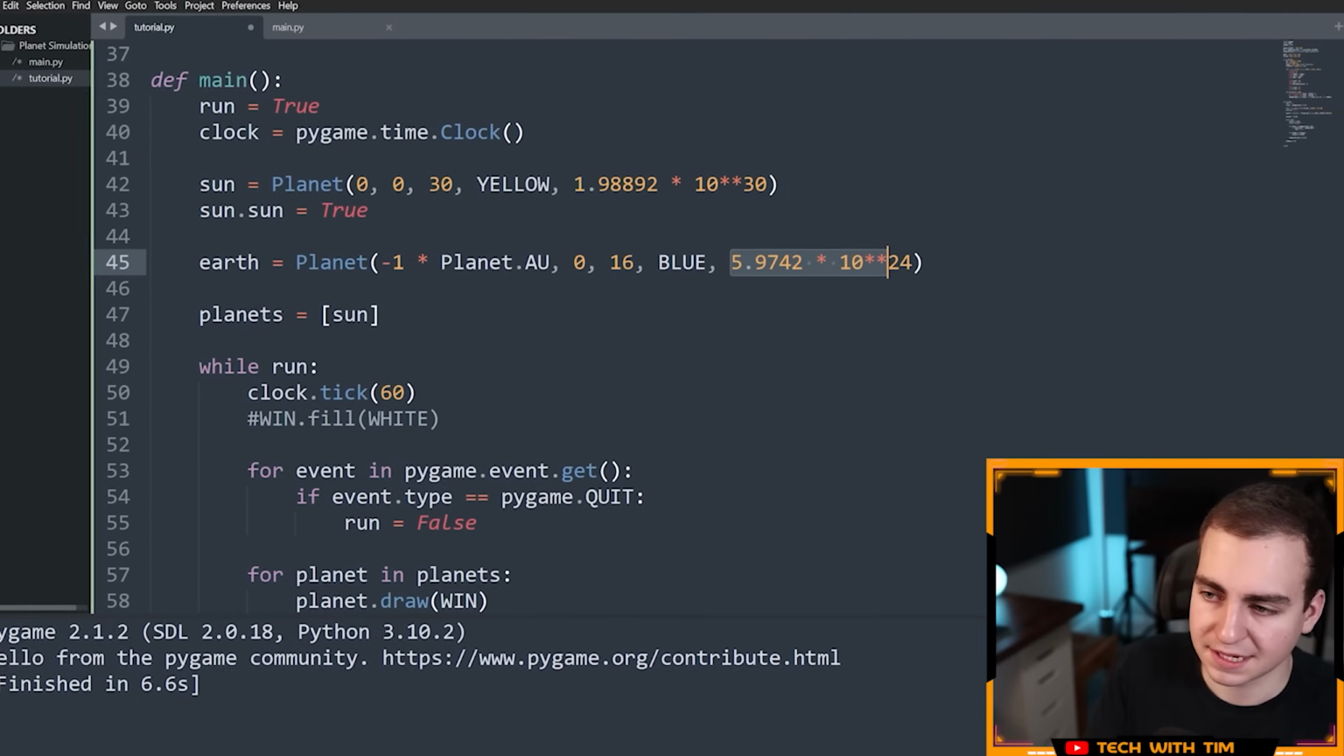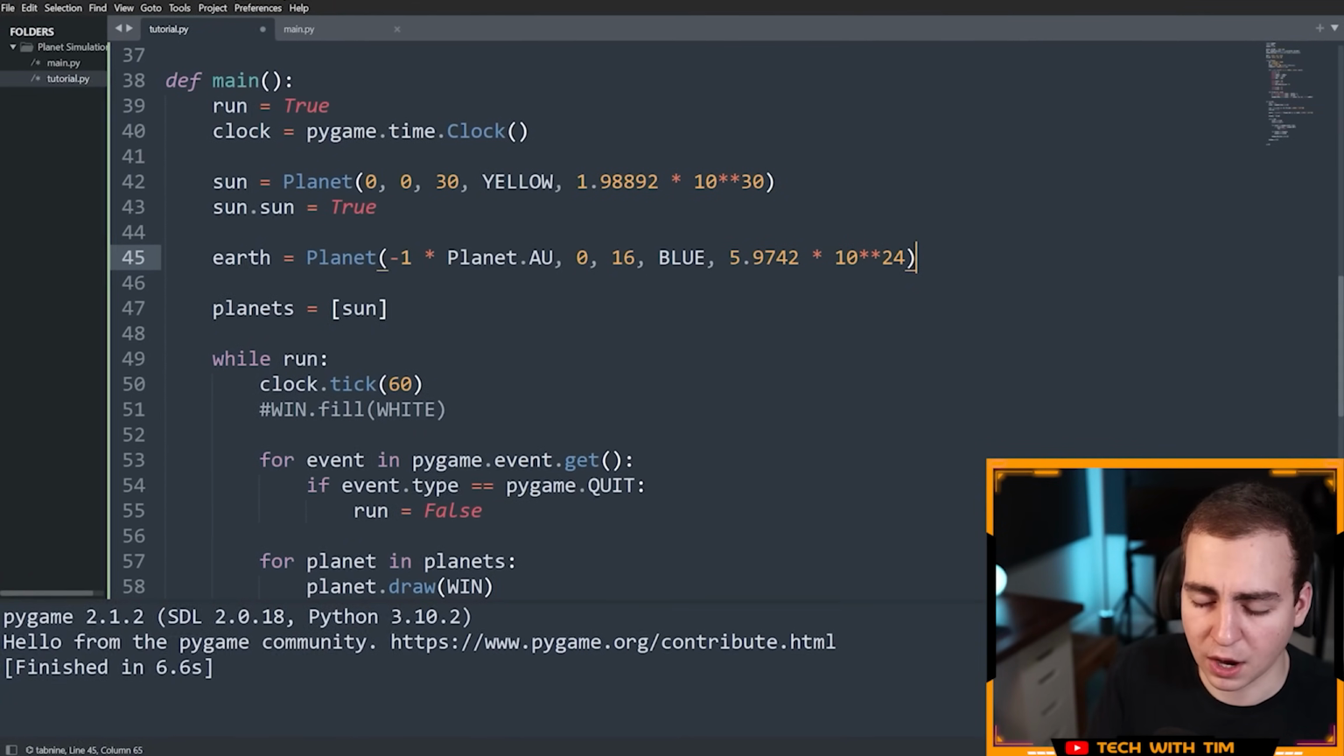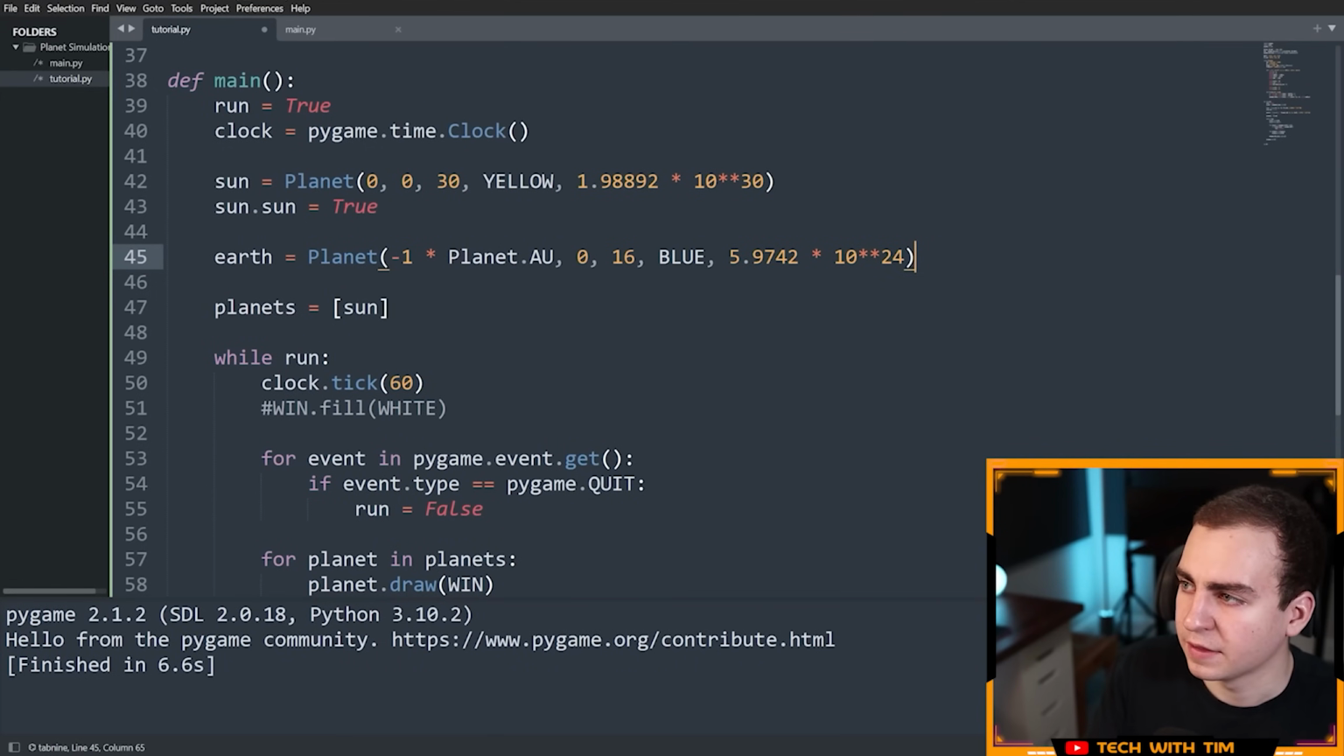5.9742 times 10 to the exponent 24. Okay, that's the mass of the Earth. Now, I will actually mention here before I continue that there is a great article. I'm going to open it up so I can show it to you guys. Let me get it on my Google Chrome here. I'm actually inspired by making this program that has all of these values already.